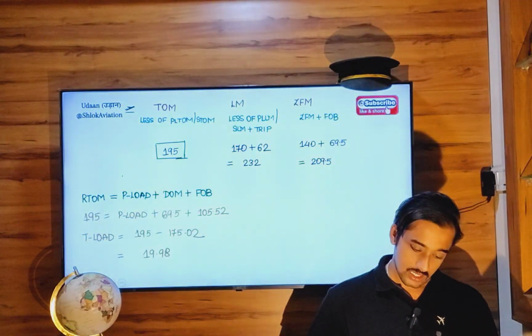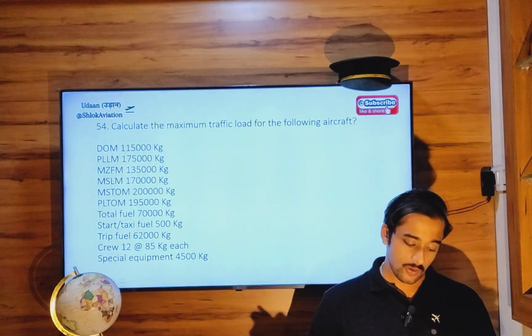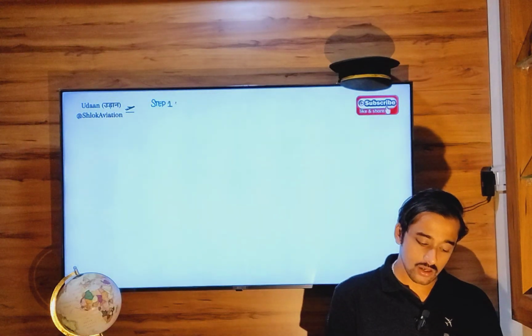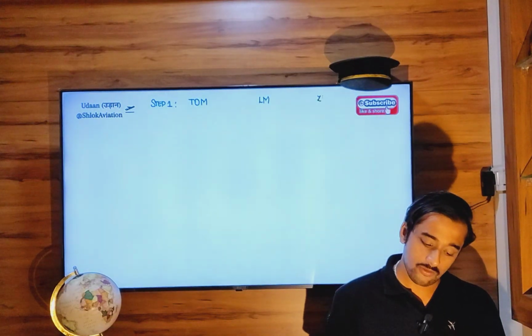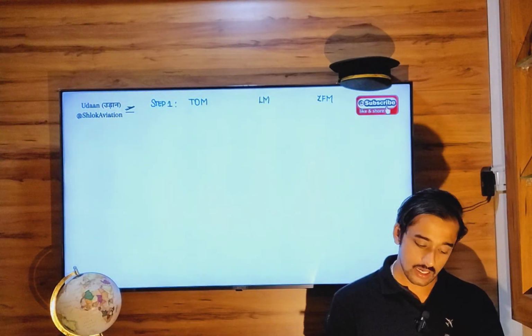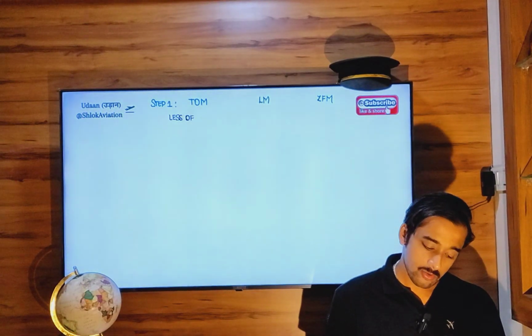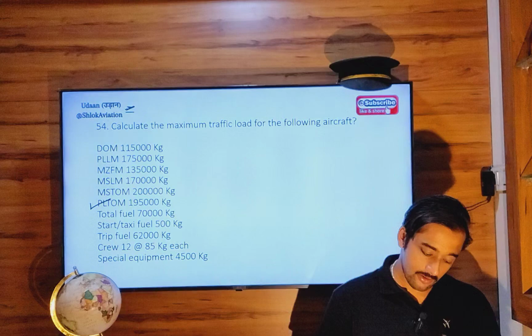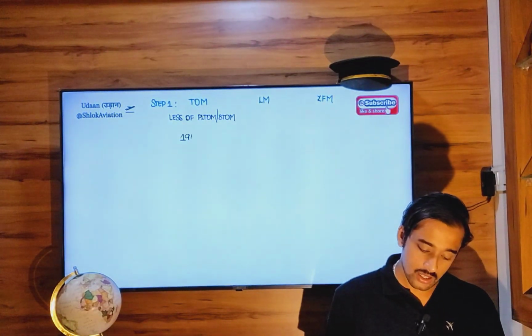Okay, next. Question 54. Calculate the maximum traffic load for the following aircraft. Again, step 1, make 3 columns, one for takeoff mass, second for landing mass, the third for zero fuel mass. In the takeoff mass column, you write the lesser of performance limited takeoff mass and structural takeoff mass. The performance takeoff mass is 195, structural takeoff mass is 200. So between them, 195 is the lower value.